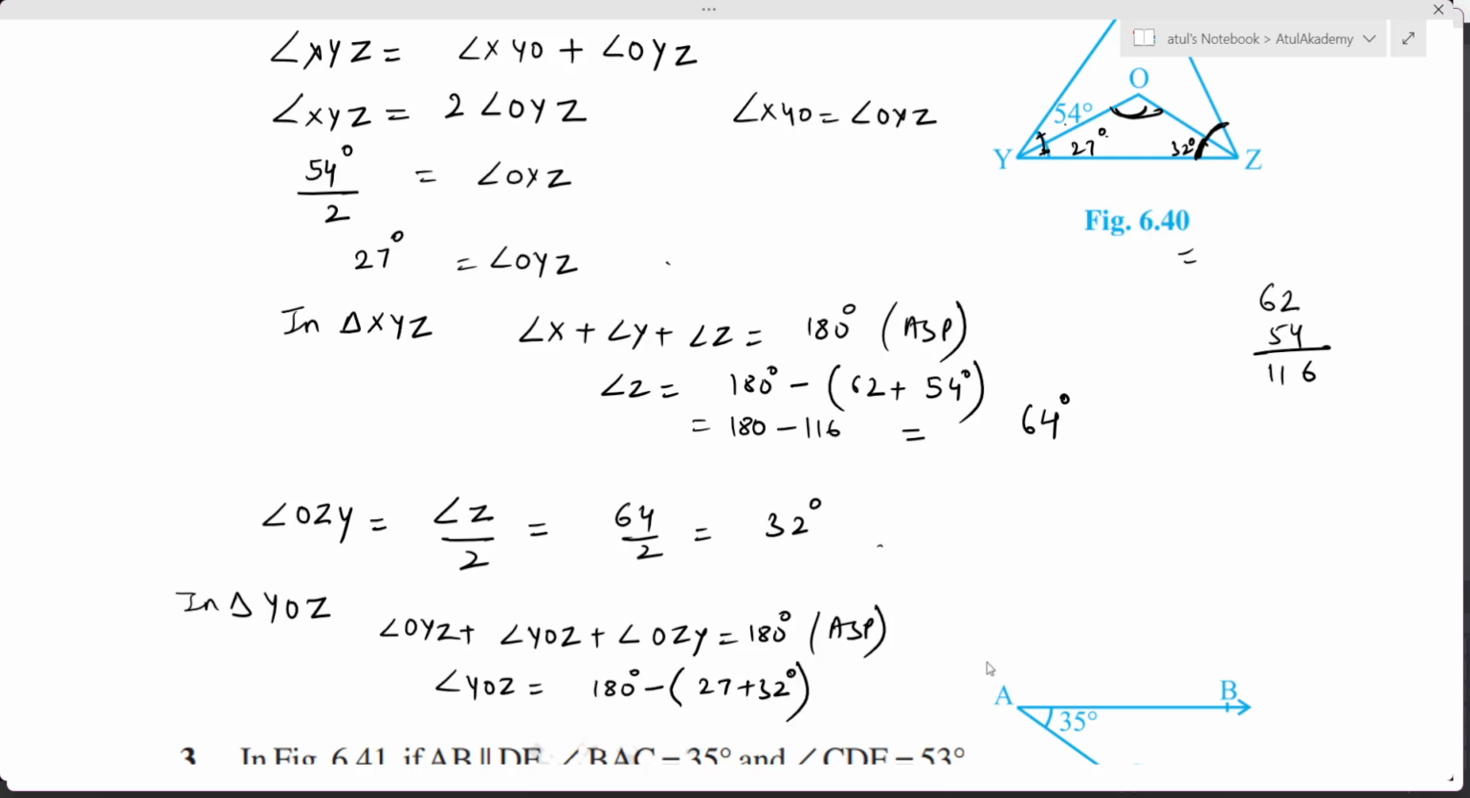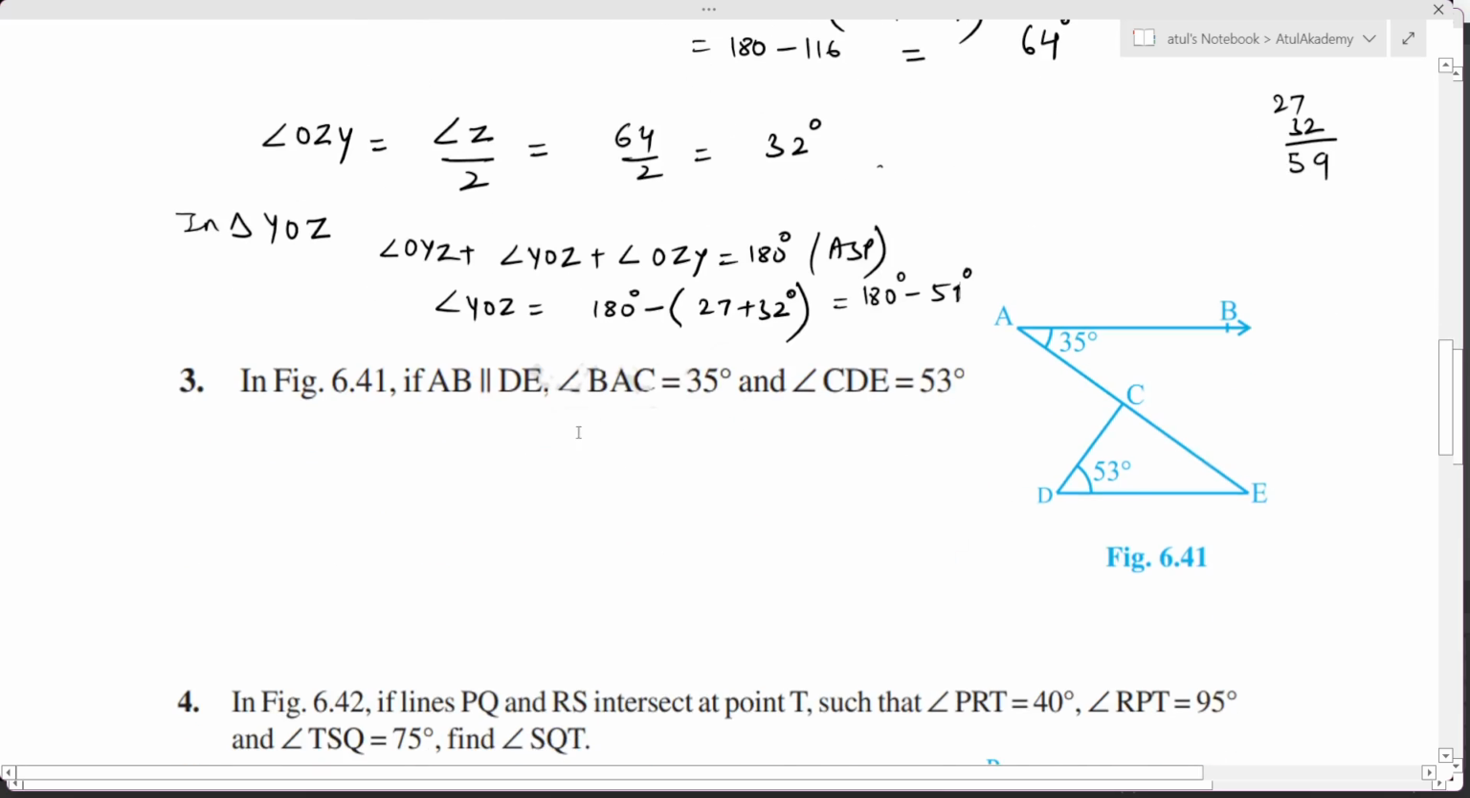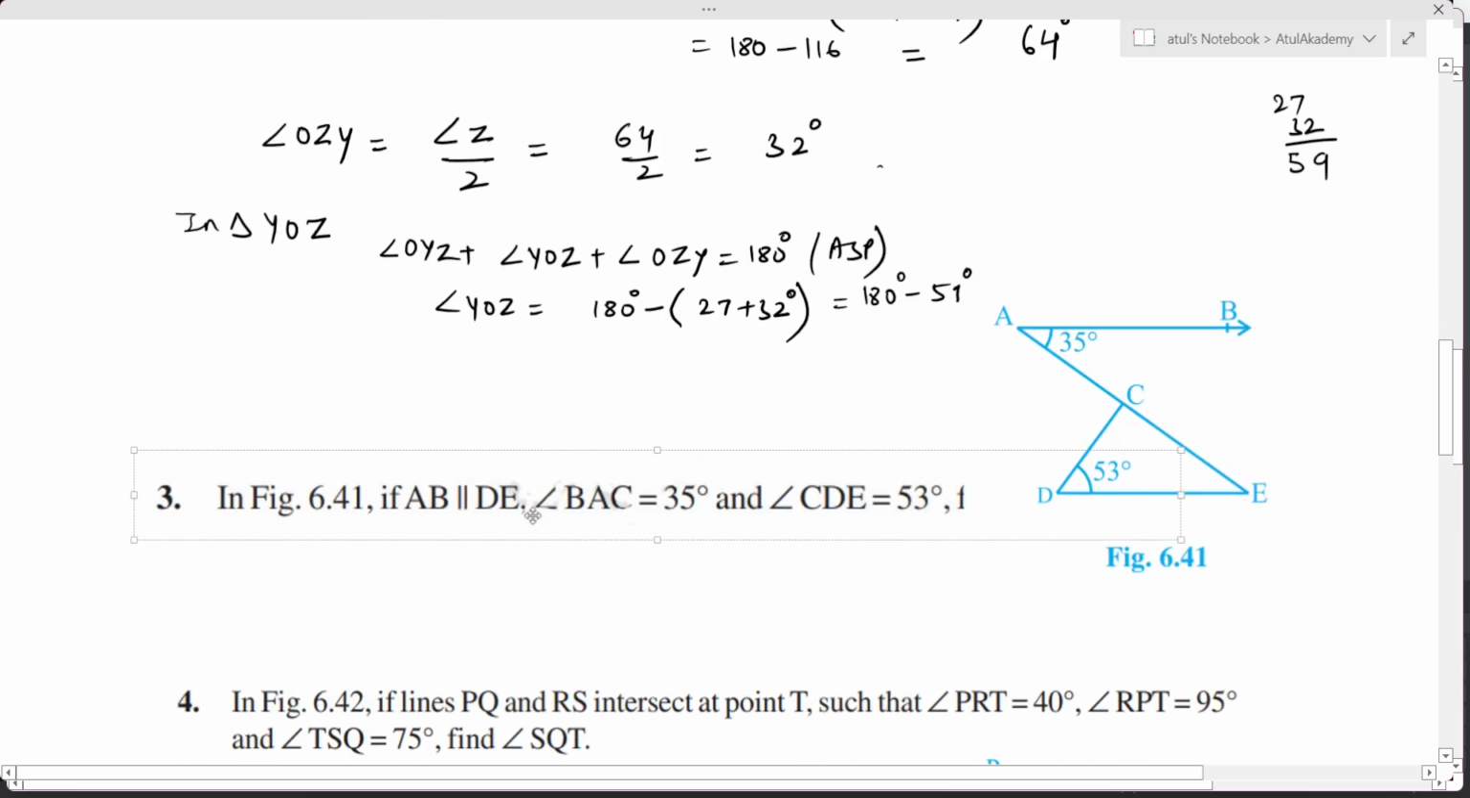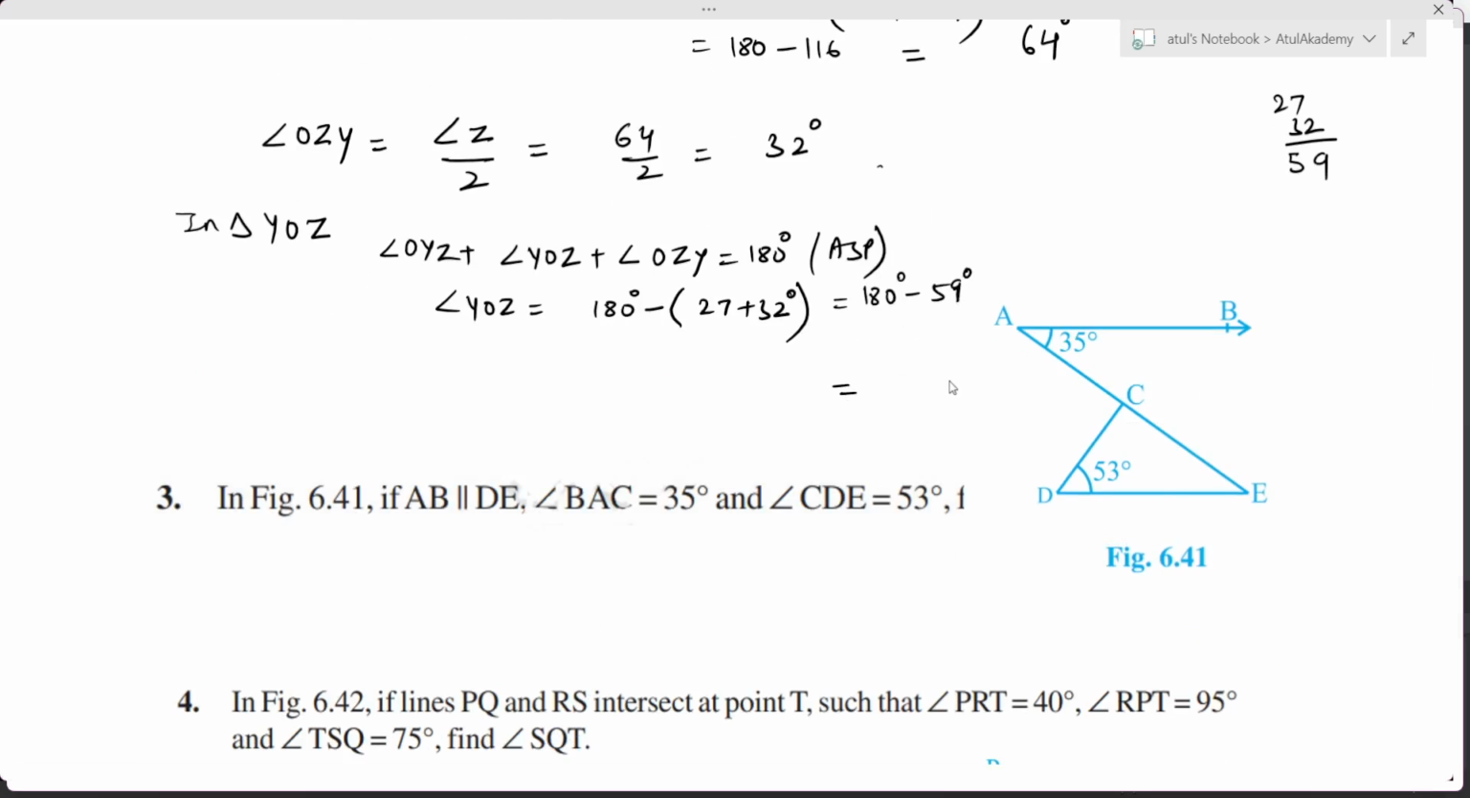So what is 27 plus 32? You can find it out here. So that's 59. So 180 degrees minus 59 degrees, how much is it coming out to be? It's coming out to be an obtuse angle. So let's see what it comes out to be. 10 minus 9 is 1, 7 minus 5 is 2, and 1, 121 degrees. So YOZ comes out to be 121 degrees.